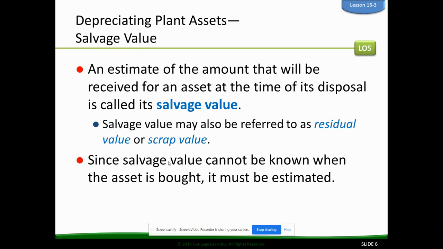An estimate of the amount that will be received for an asset at the time of its disposal is called its salvage value. Salvage value may also be referred to as residual value or scrap value. Since salvage value cannot be known when the asset is bought, it must be estimated.